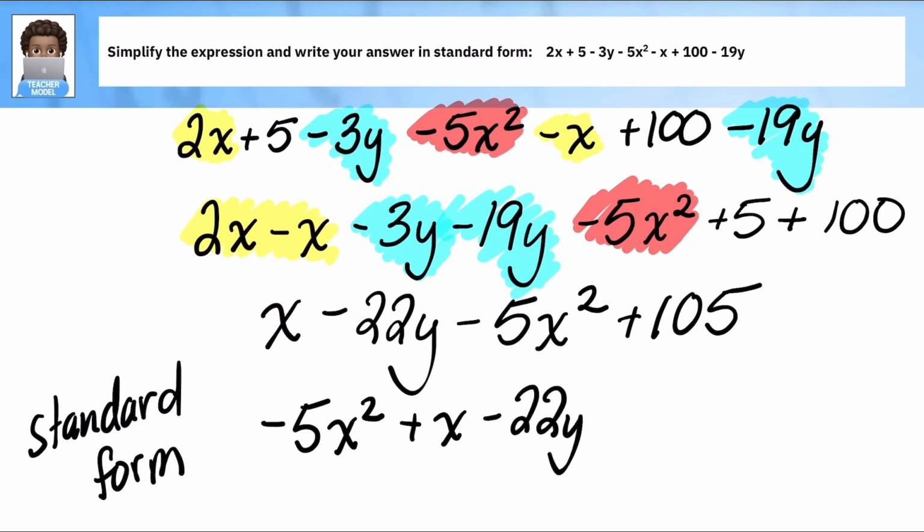They're both to the same degree. They're both 1. Plus 105. So that is my final answer for this one here.